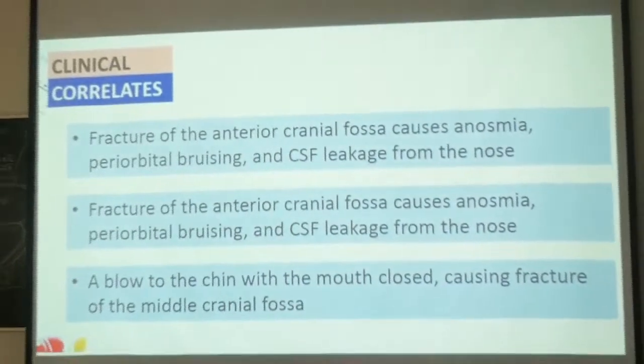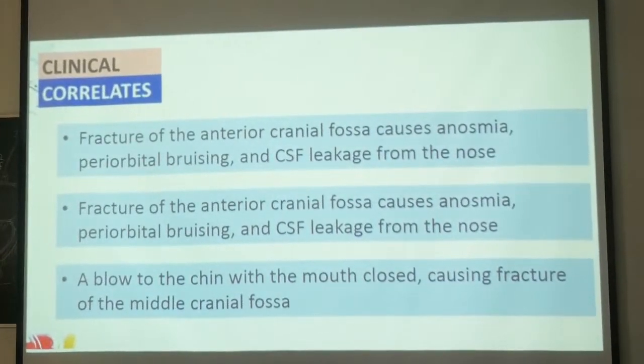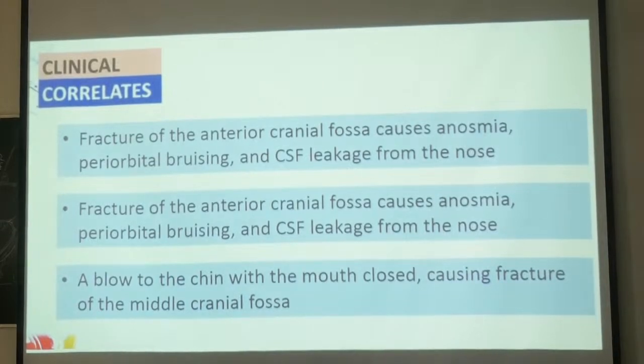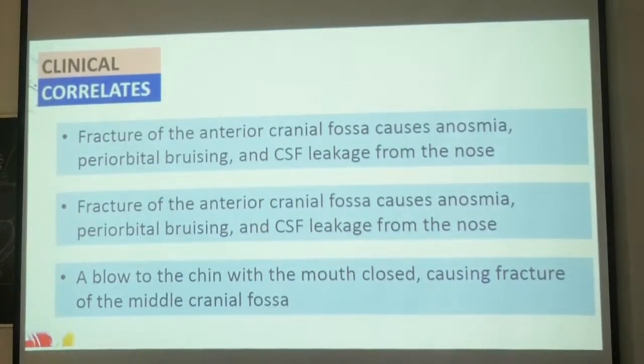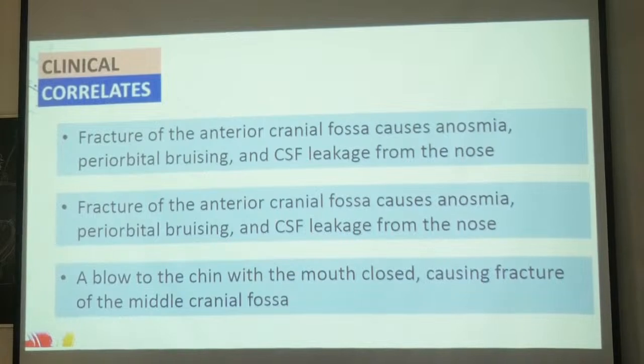Clear fluid will continuously come out through the nose. If you soak it with a handkerchief, it will harden after some time, because CSF contains protein and glucose. So this is an important clinical aspect. If some fluid is coming out in an injured patient, you have to check whether it is CSF or mucus. If it is mucus, it's okay, but if it is CSF, then it is a dangerous situation.